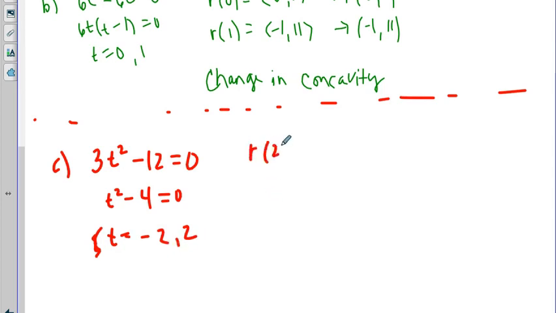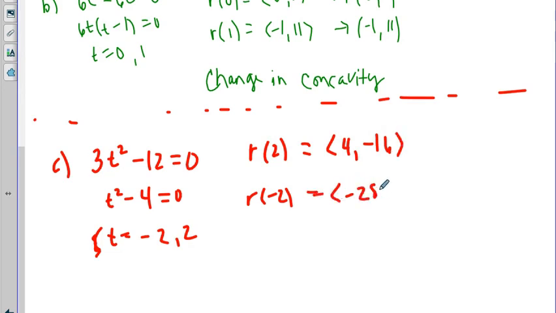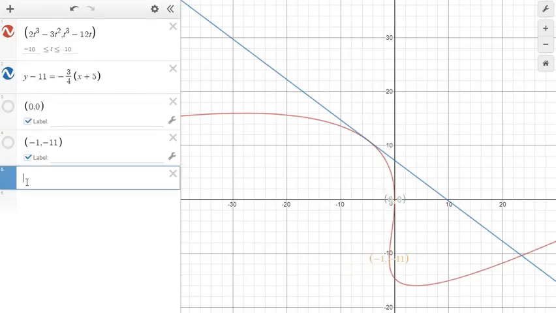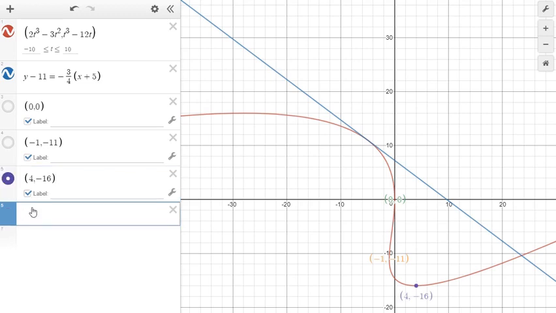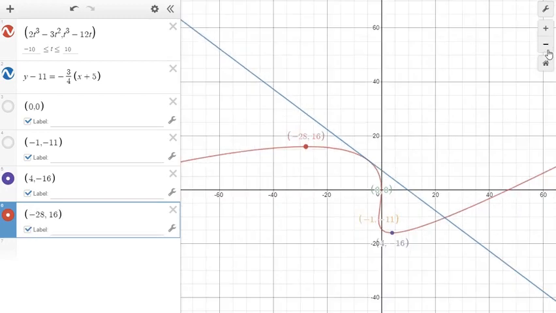So then I would find r of 2 and r of -2. So r of 2 gives me the vector 4 comma -16. And r of -2 gives me -28 comma 16. So I don't care about these points anymore. I want the 2 points, 4 comma -16 and the point -28 comma +16. So let's zoom out so we can see the points.